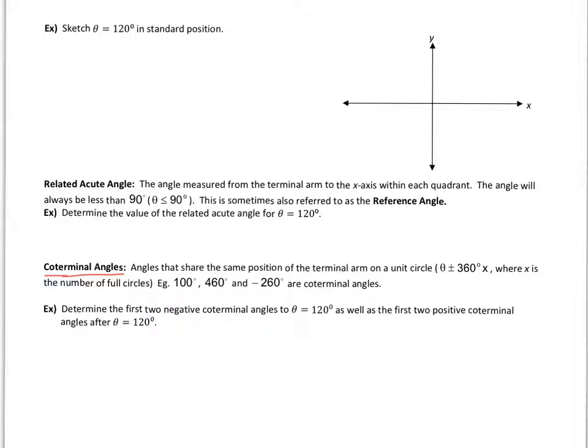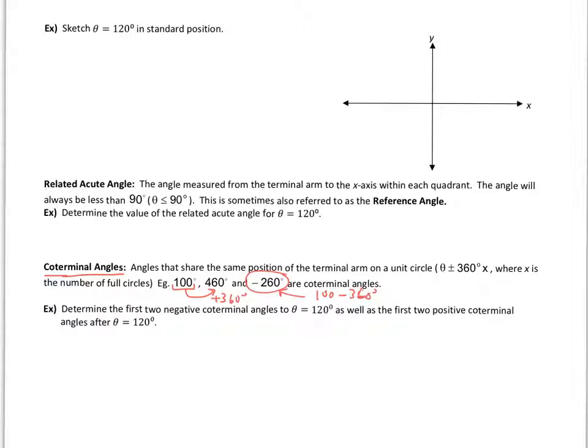For example, if I had a principal angle of 100 degrees, I could add 360 to it, and that gives me 460 degrees. If I take 100 and subtract 360 degrees, that gives me negative 260, which is also coterminal to 100 degrees.